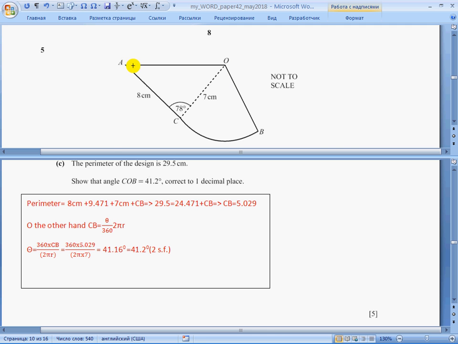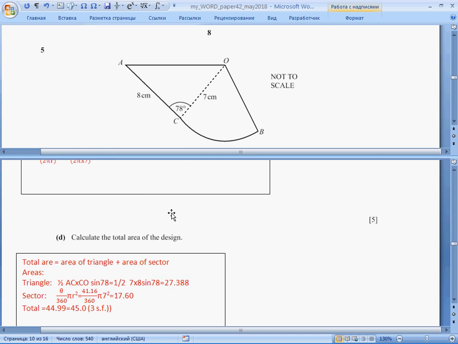So the perimeter consists of OA, which we know, 7, CB, which we don't know, and 8 centimeters. From the perimeter we can find CB, which is the arc, the length of the arc. So how do we find it? It is the fraction of the angle divided by 360 multiplied by the whole circumference 2 pi r. So this gives us the angle 41.2.